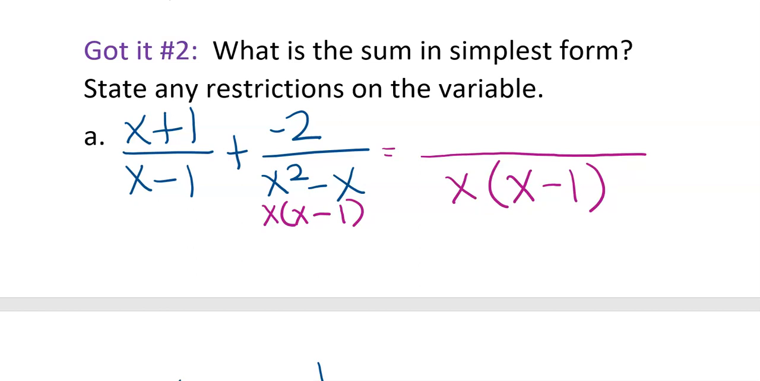Now I need to make each term look like that. The second one is already okay. The first one I do need to multiply times x. Don't forget to distribute on the top. So it looks like x times x plus 1.